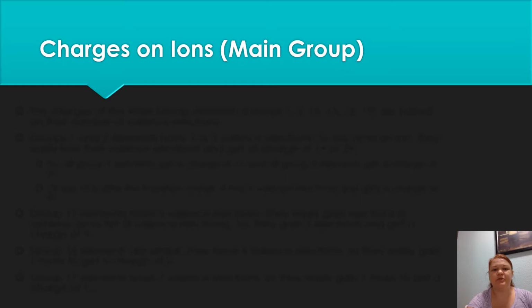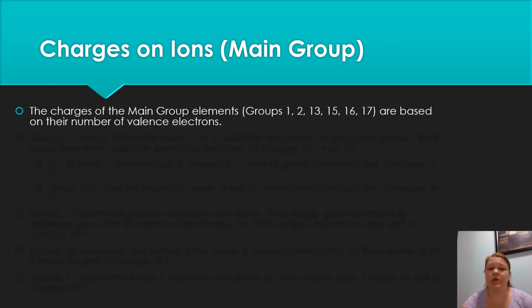Now let's talk about charges on ions, and we're going to focus on the main group elements. So the charges of the main group elements, which are groups 1, 2, so the first two columns on the left side of your periodic table, and then groups 13, 15, 16, 17, so most of the right side of our periodic table. Those are based on their number of valence electrons. That's how we get our charges for these elements.